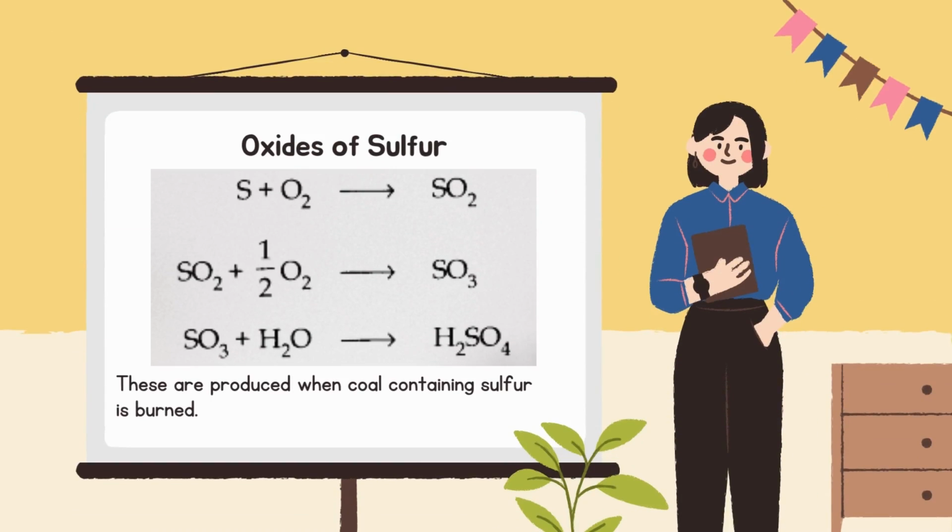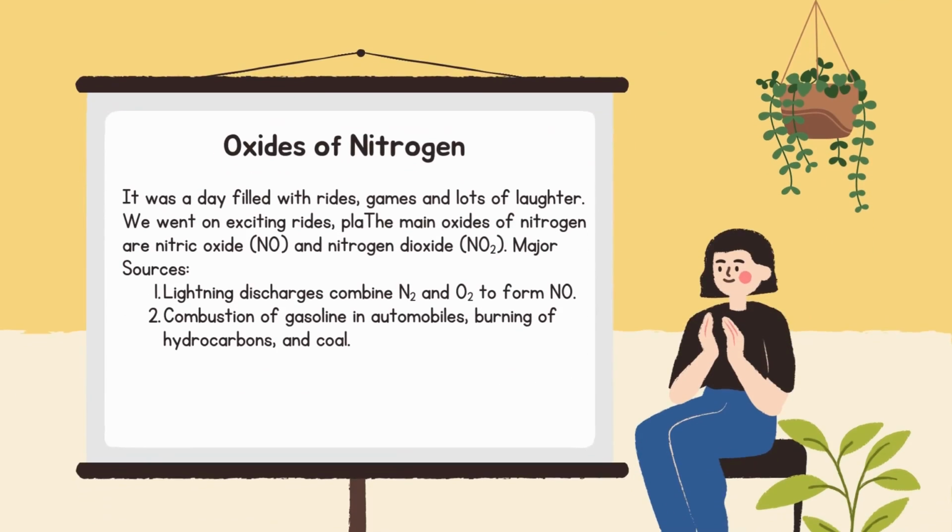Oxides of sulfur. These are produced when coal containing sulfur is burned. Oxides of nitrogen. The main oxides of nitrogen are nitric oxide, NO, and nitrogen dioxide, NO2. Major sources. Lightning discharges combine N2 and O2 to form NO. Combustion of gasoline in automobiles, burning of hydrocarbons, and coal.